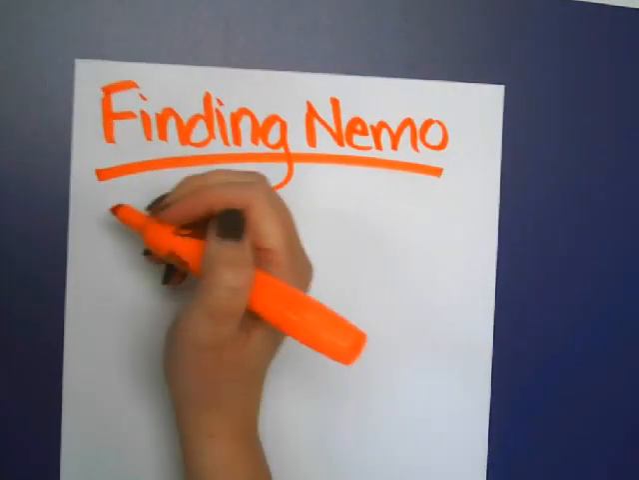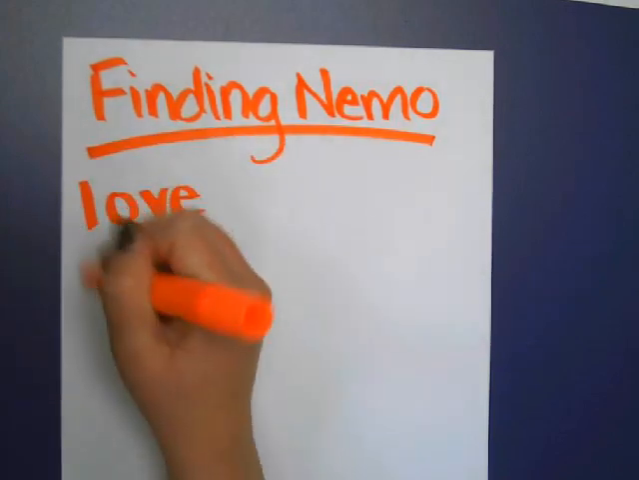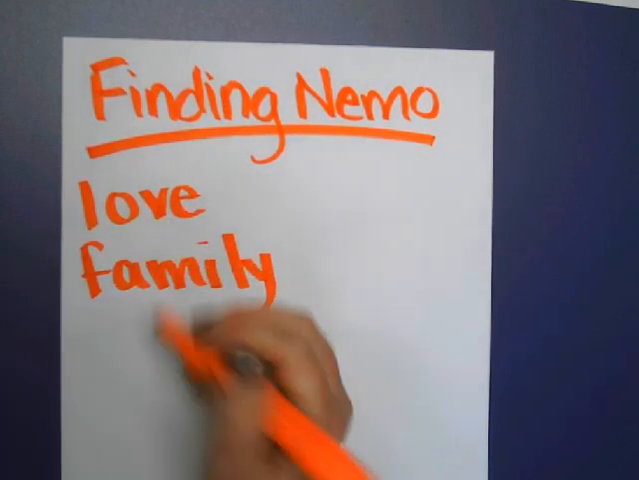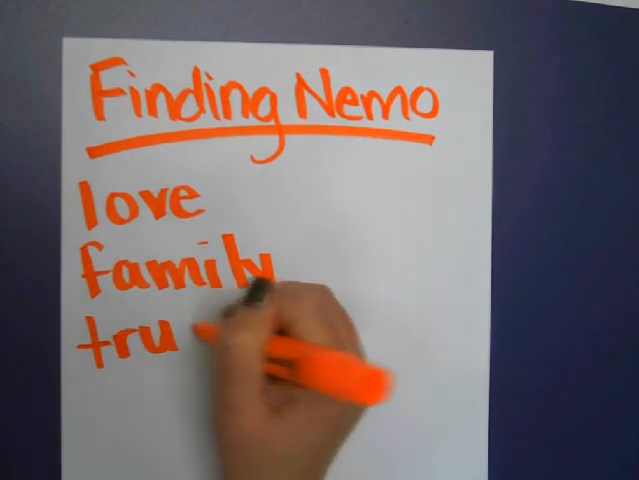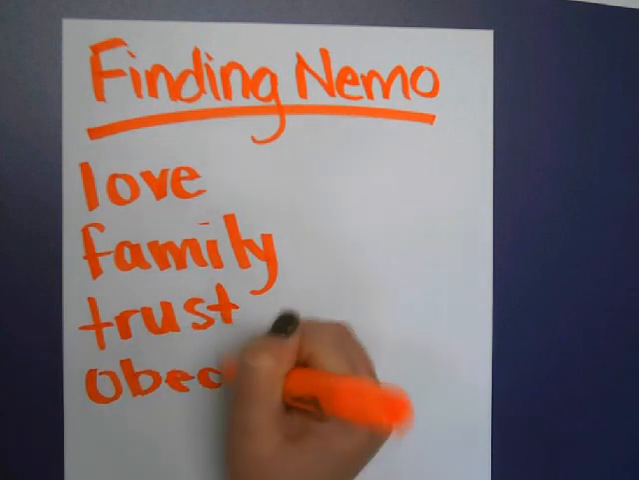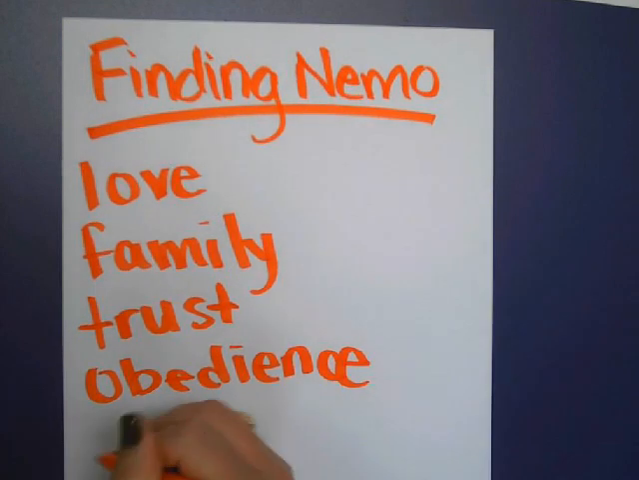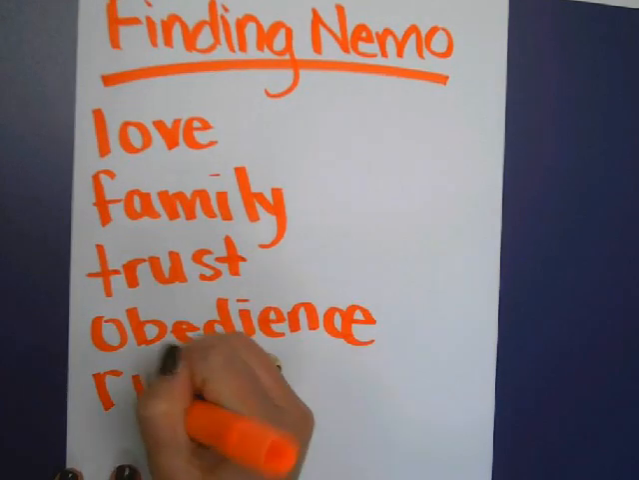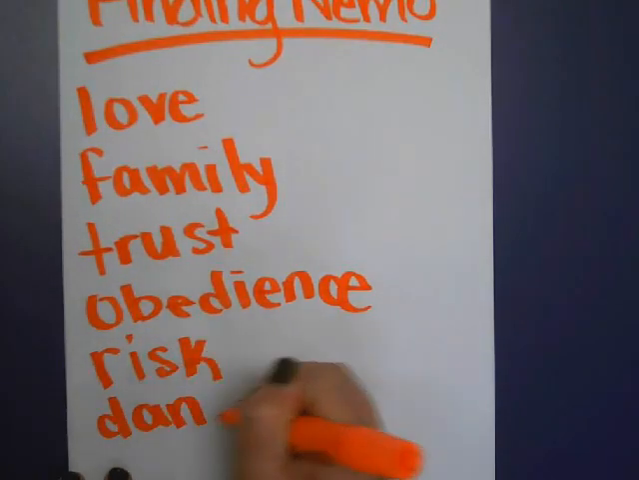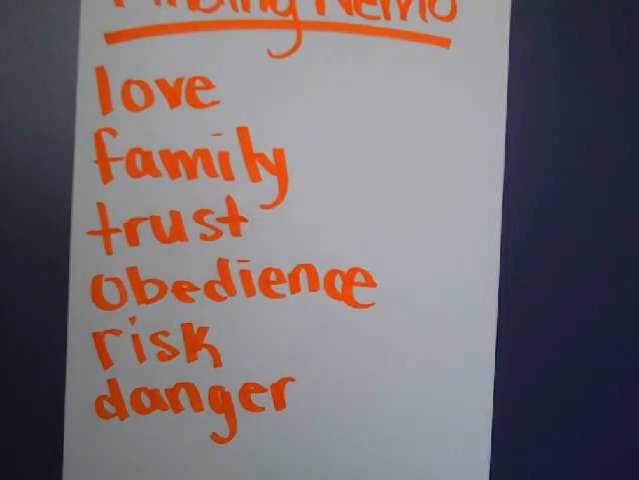All right, so when I think about this movie, I want to think about common topics that come up. So something I see often in Finding Nemo: love, there's lots of love between the characters. Family, lots of messages between family members. Trust. Oh, obedience. Risk, taking risk. Let me scoot this up so you guys can see what I'm writing. Oh, maybe danger. There's some dangers in that movie too. So I've come up with a list of topics that come up throughout the movie.